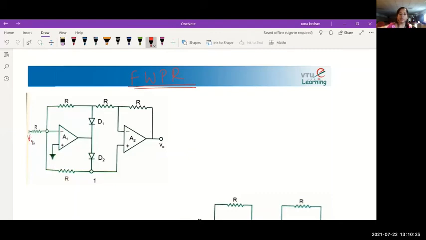See, the Vi is connected at this point. I am using all equal resistors because I don't want any gain in this circuit. I just want full wave rectification. But it is possible for us to do so many variants. I can have a different gain for one half cycle, and I can have a different gain for another half cycle. All that I'll tell you in the end, just the variants. But we need to understand how we can get full wave rectification.